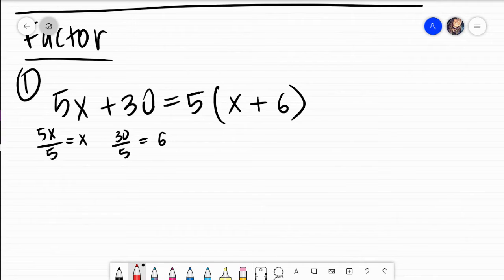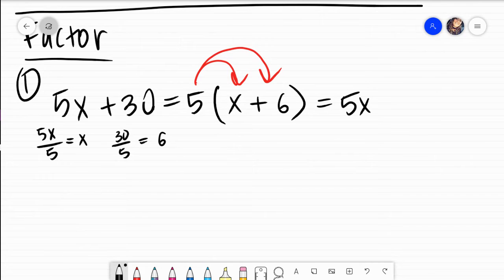Okay, so what I'm going to do now is go the other way, right? That was division. Now I'm going to show you if I distribute this 5 back in, you do 5 times x. Well, that's 5 times 1 is 5. Signs are the same, so it's positive, right? No, x times x, that's still just x, right?